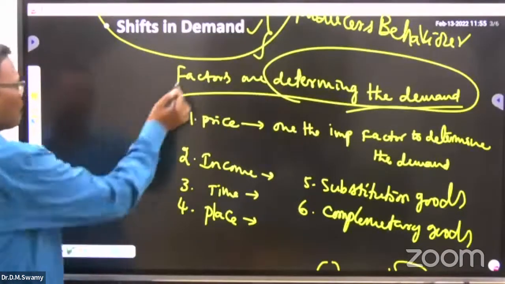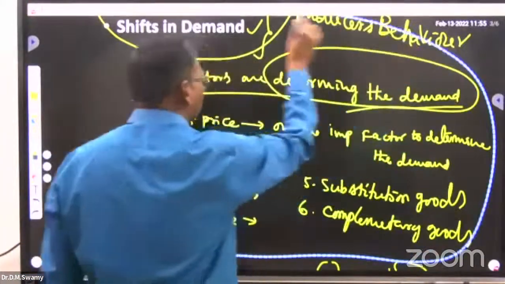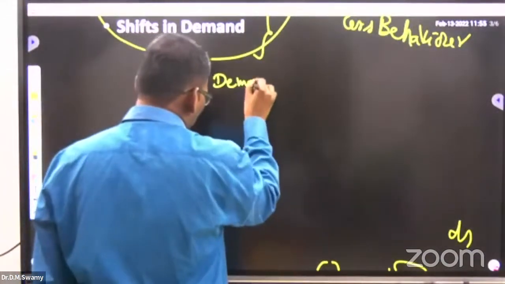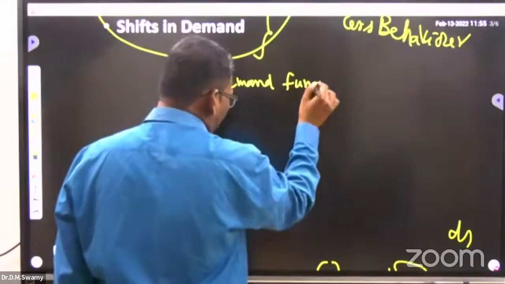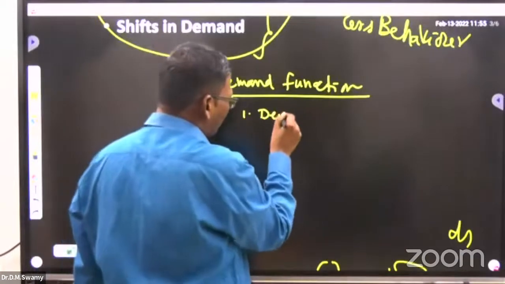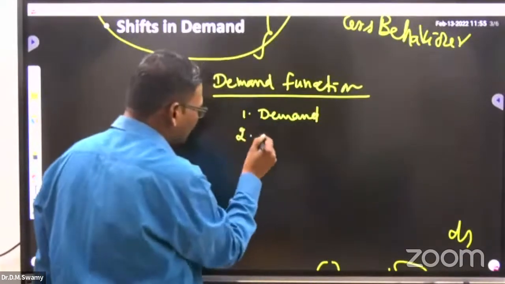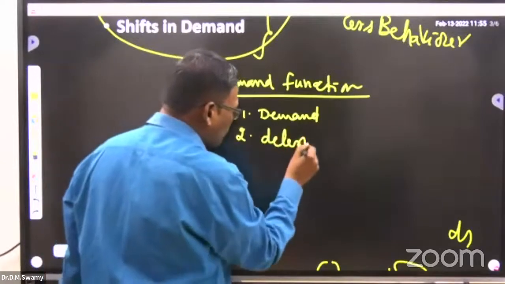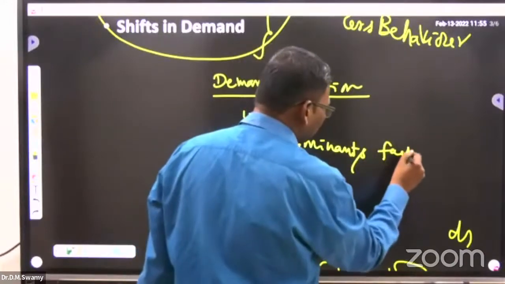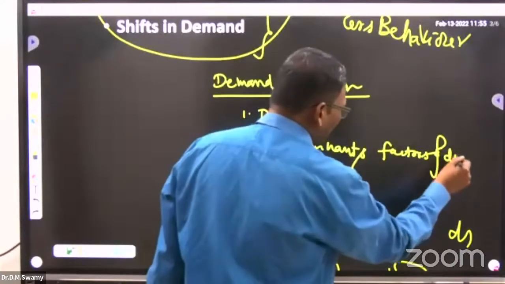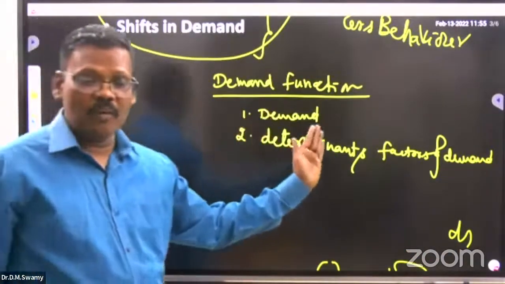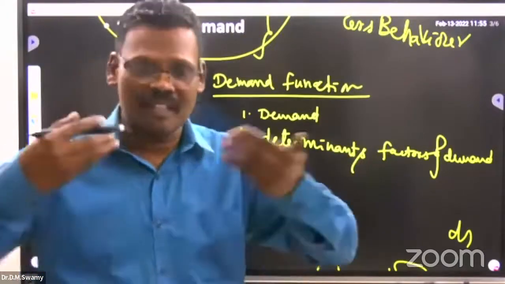So here, what is a demand function? Now, I discussed two points. One is demand and another is determinants, the determinant factors of demand. One is demand, and the other we discussed is the determinant factors of the demand.